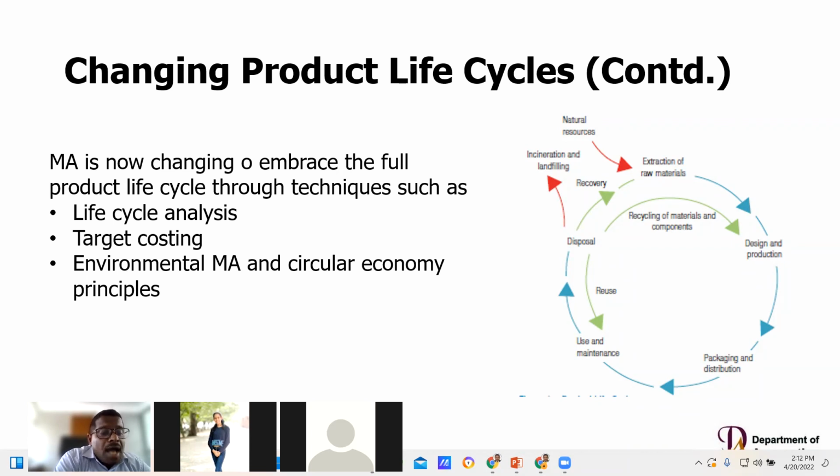So thereby target costing, we will discuss what target costing is under the pricing chapter 7. Target costing will help you to create demand. It is a method of making a product at a price that people who have money can afford. Then environmental management accounting and circular economy. I will explain using this particular chart, but it is a little bit confusing.